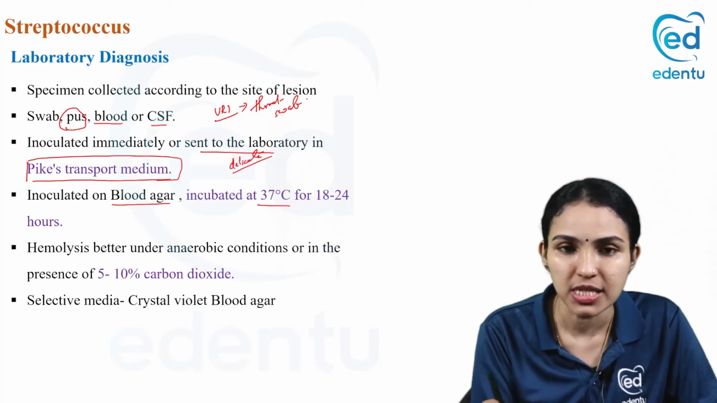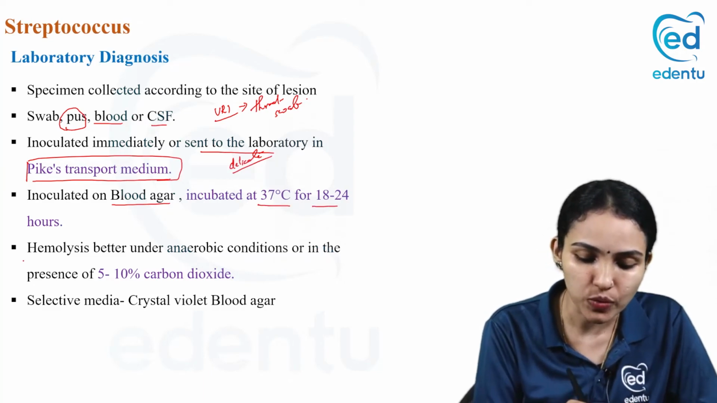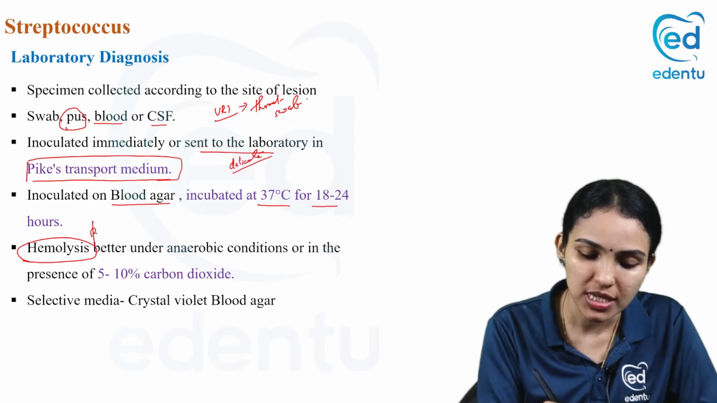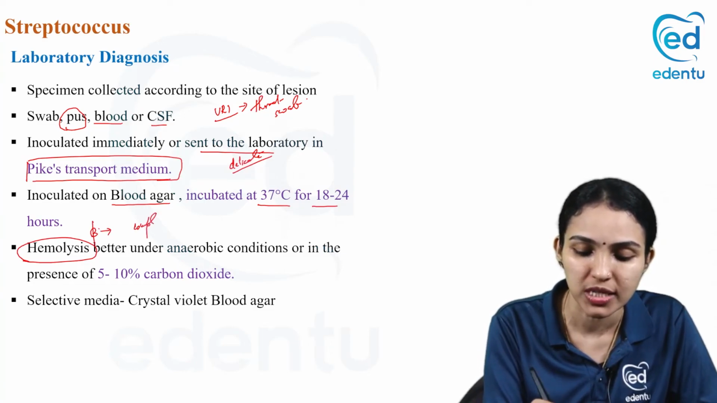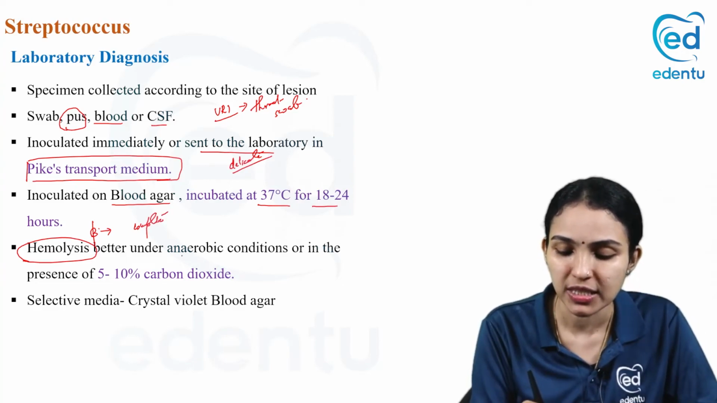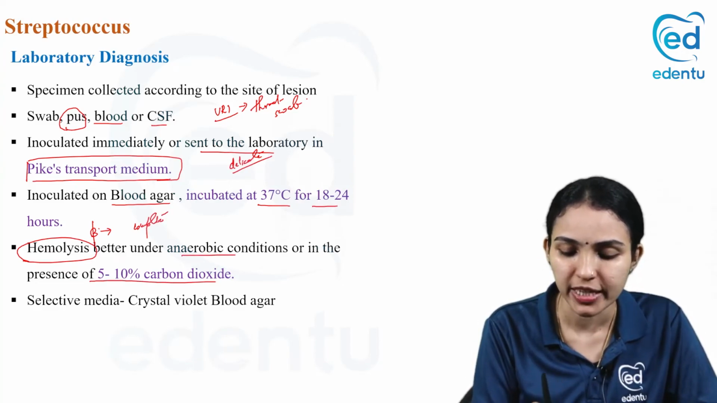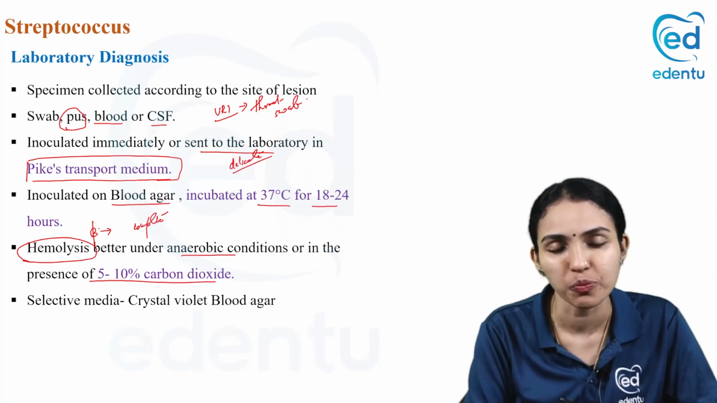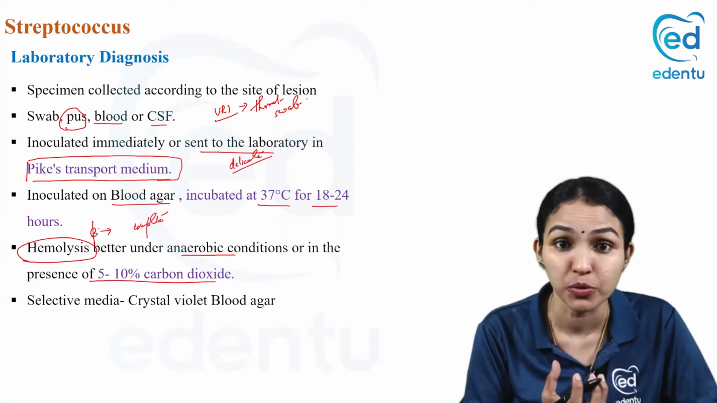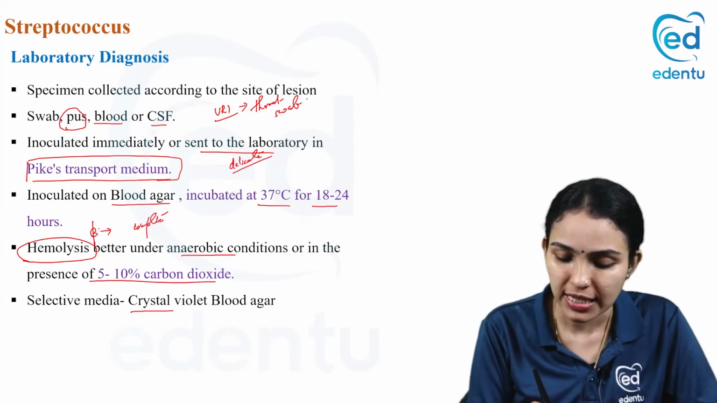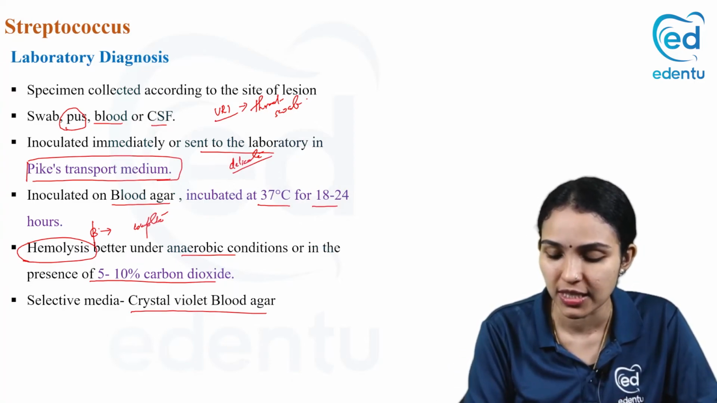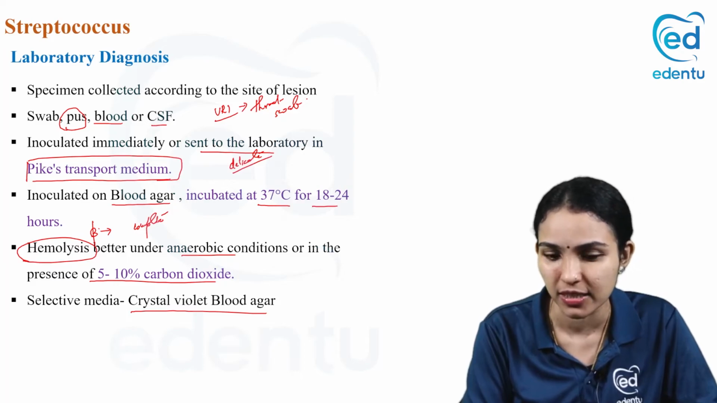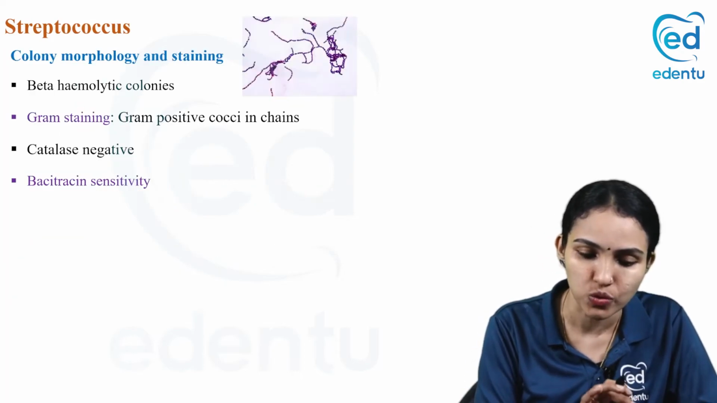You incubate at 37 degrees Celsius for a day, and you will see hemolysis. What kind of hemolysis is produced by group A Streptococcus? Beta hemolysis or complete hemolysis. This can be produced better under anaerobic conditions or by providing 5 to 10% carbon dioxide. So if you provide carbon dioxide, the hemolysis will be very beautiful. And you can use a selective medium for Streptococcus pyogenes if you want to differentiate it from other hemolytic bacteria. It is called crystal violet blood agar. So that is the selective medium that we use.